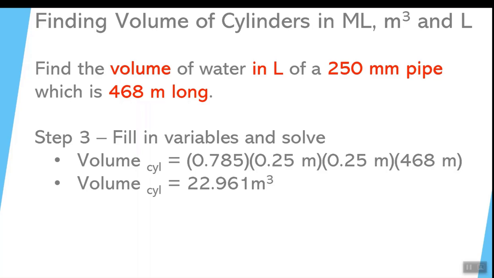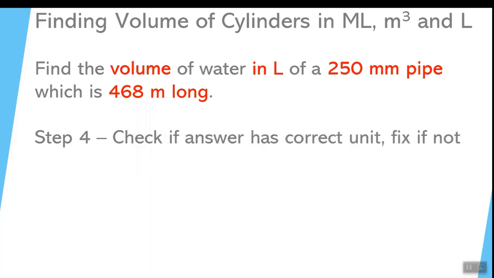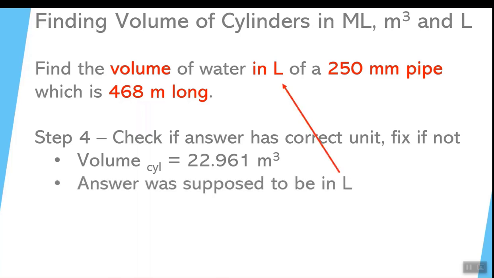When you put those numbers in and solve, the answer is going to be 22.961 cubic meters. Step 4. Now is the time for you to check if the unit is correct, and if it's not, then how to fix it. So notice the answer that you had here was 22.961 meters cubed. And you wouldn't get that meters cubed if you didn't put the units in the previous steps. Meters times meters times meters. Here you get meters cubed, and notice that is not the same unit that you were asked to find. So you have to do a conversion.